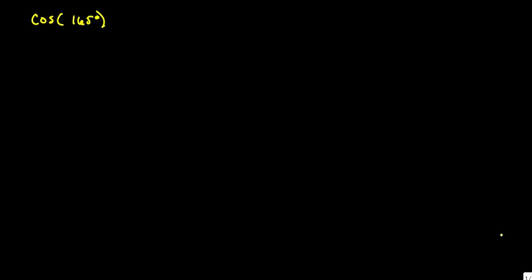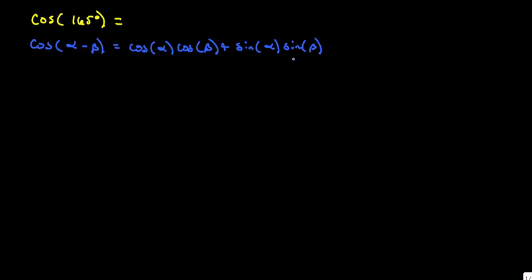To find the cosine of 165 degrees, we need to find two angles that subtract to get 165. You could also find two angles that add, but we haven't proven that yet. Since we're only dealing with the following formula, let me write it down here for you. So this is the formula that we're going to use.